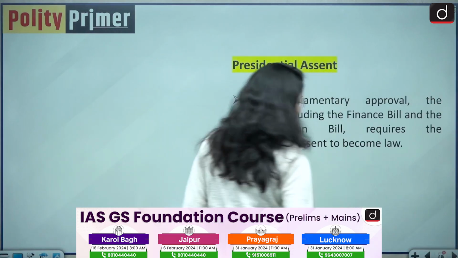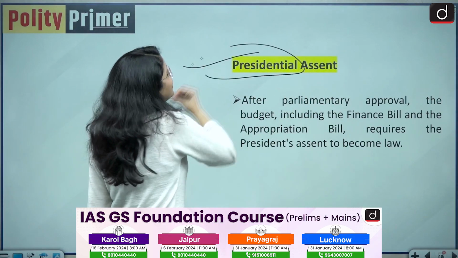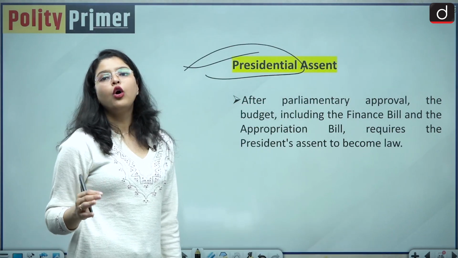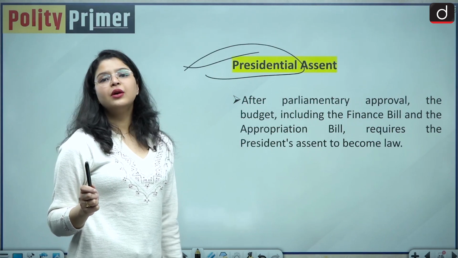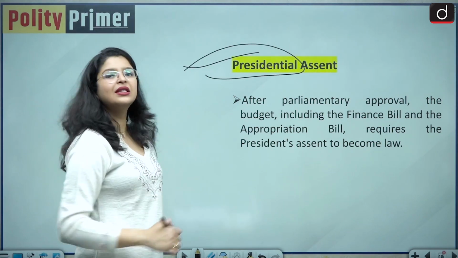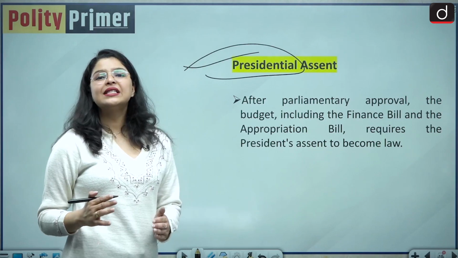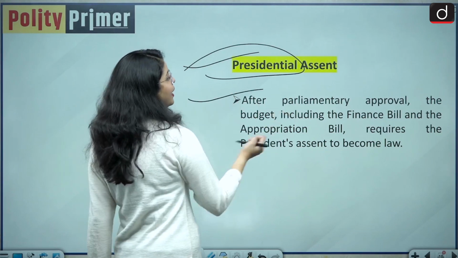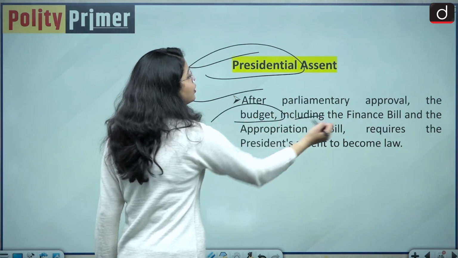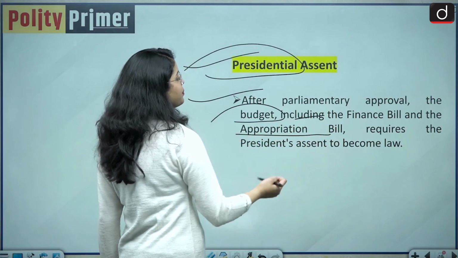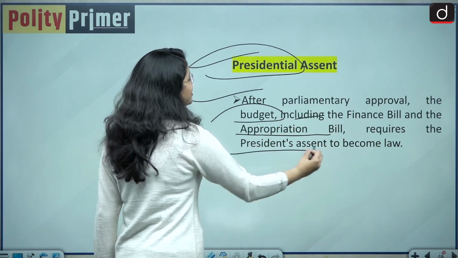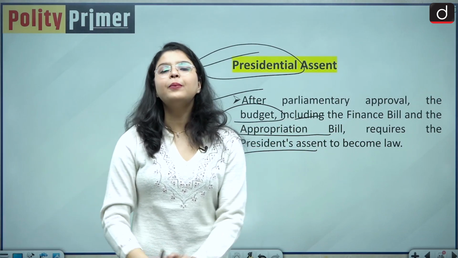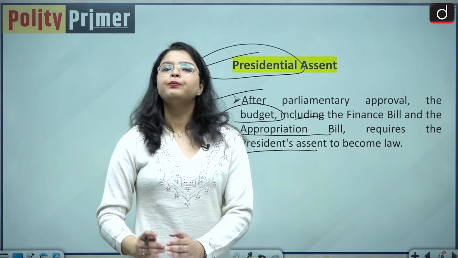Moving forward to the presidential assent, the final step in the passage of any law is that it receives the presidential assent. The same is the case with the Union budget, as I have explained that it is also a form of legislation. So after parliamentary approval, the budget including the finance bill and the appropriation bill requires the president's assent to become law. And this was all about the passage of the Union budget in the Parliament.